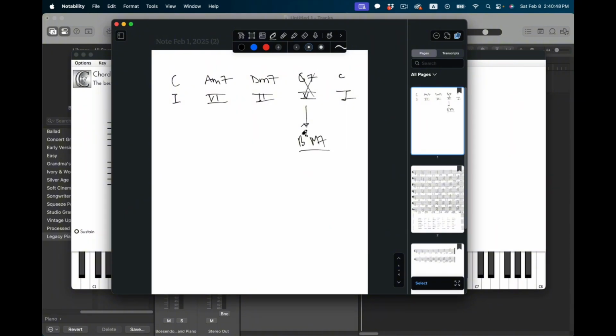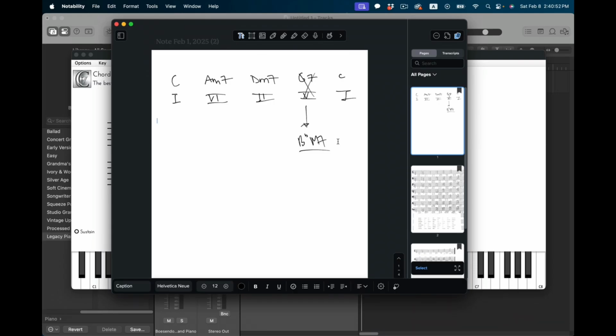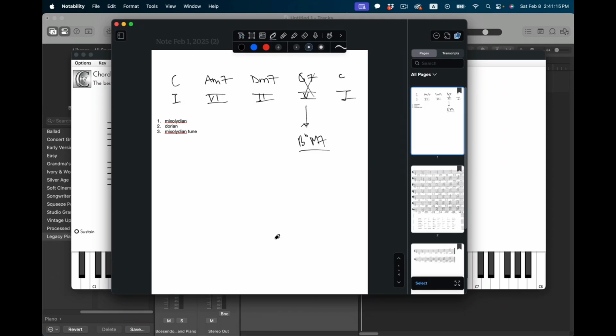Now we know this is modal interchange, but what is uncertain is where we borrowed this chord from, because there are multiple options. It could have been borrowed from Mixolydian, it could have been borrowed from Dorian, or this whole thing could have just been a Mixolydian tune. So how do we know which one it is? Well, that depends largely on the listener.